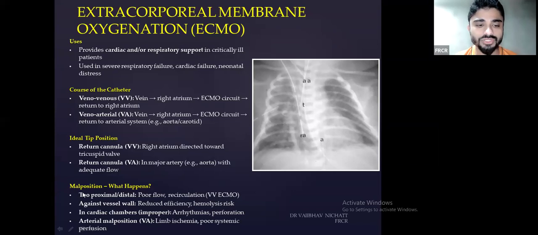What happens if there is malposition? If it is too proximal or too distal, then there will be poor flow, or problems might happen with the recirculation circuit of the ECMO machine. If the cannulas are placed against the vessel wall, then there will be reduced efficiency and a risk of hemolysis. If it is in the cardiac chamber and not properly placed, then there will be a risk of developing arrhythmias and injury to the cardiac structures, and it might cause perforation. If there is arterial malposition, then limb ischemia might happen and there will be poor perfusion of the organs.